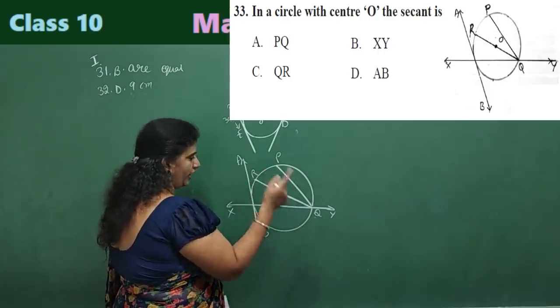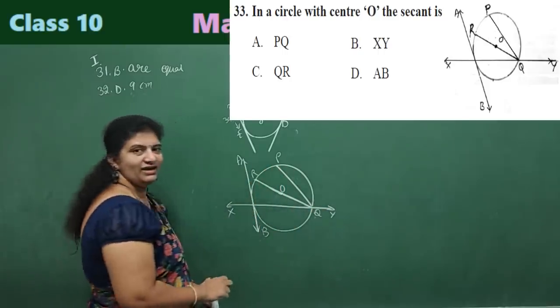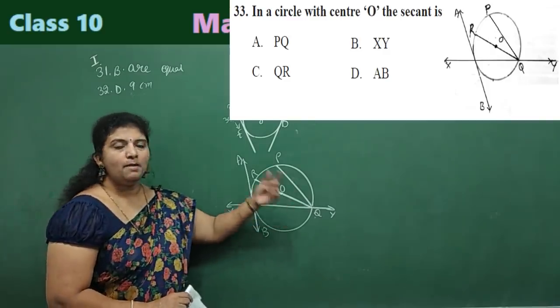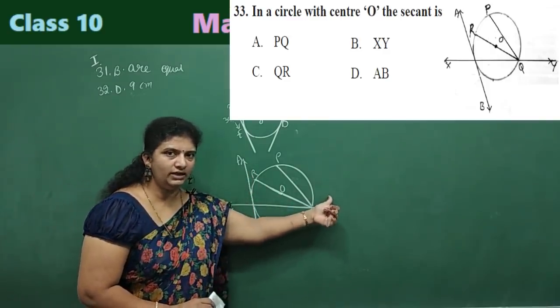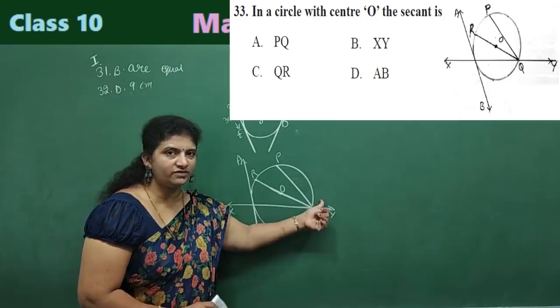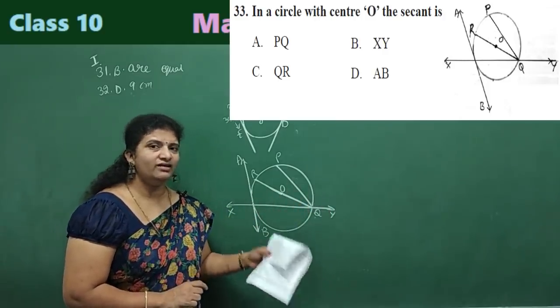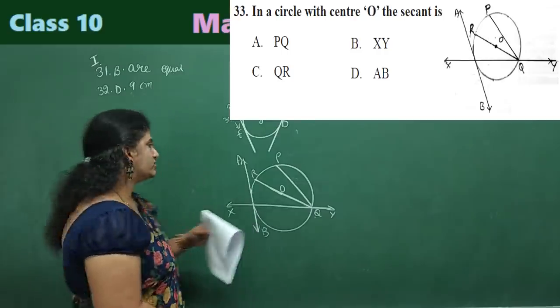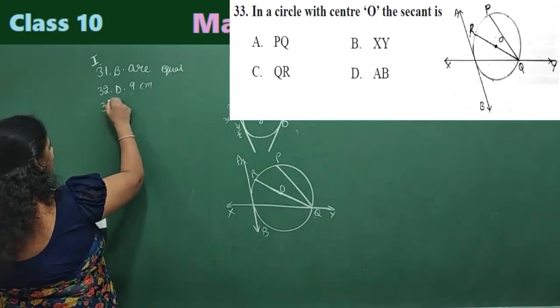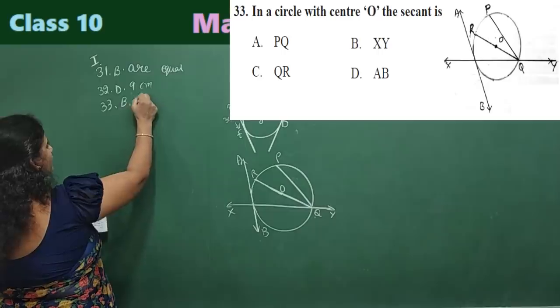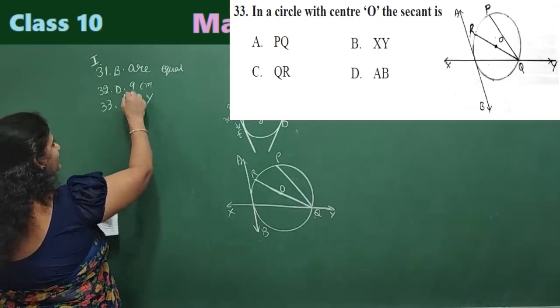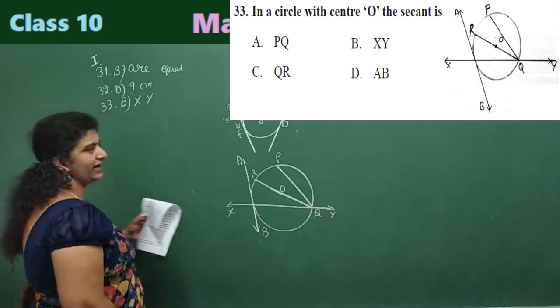PQ, it is a chord. Then coming to XY, yes, it is a line passing through the circle, touching at 2 points of the circumference of a circle. That means what is the secant here? XY is a secant. So your option is option B, XY. Identify the secant set. Option B, XY.